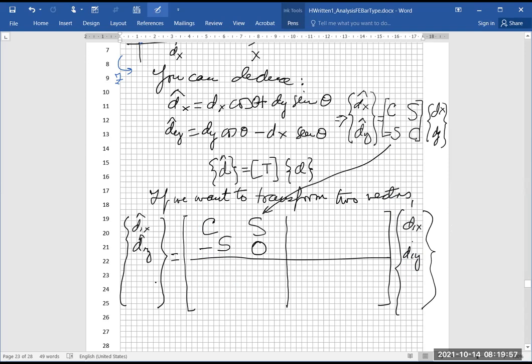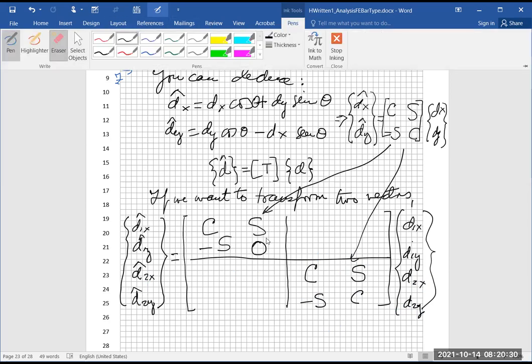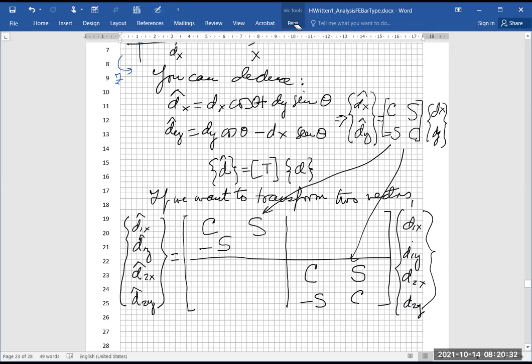For the second vector, we said this is d2x in the local, d2y in the local. And again, it's the same transformation. So we take this and put it in here. So it's going to be cosine, sine, minus sine, cosine. And this is d2x, d2y. Now, this vector is completely transformed. So this part here, what happened here? Cosine. It's cosine, thank you.